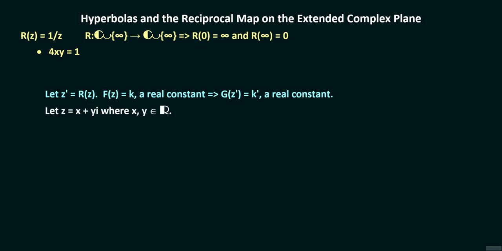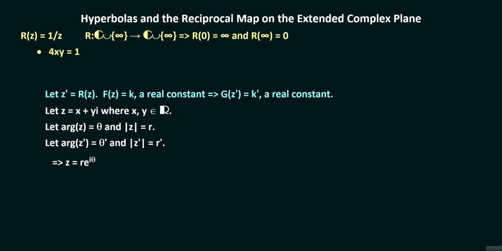Let z be equal to x plus y times i, where x and y are real numbers. Let an argument of z be theta, and let the absolute value of z be lowercase r. Let an argument of z prime be theta prime, and let the absolute value of z prime be r prime. And so z equals r times e raised to the power i times theta, so that x equals r times cosine theta, and y equals r times sine theta. Z prime is the reciprocal of z, so that z prime equals 1 over r times e raised to the power minus i times theta.